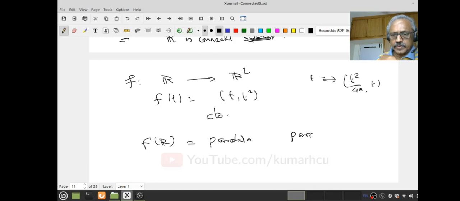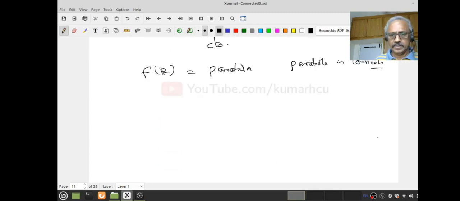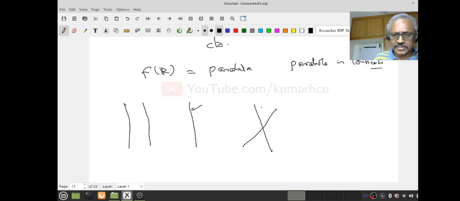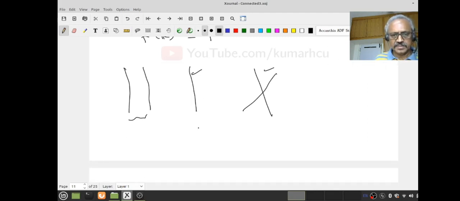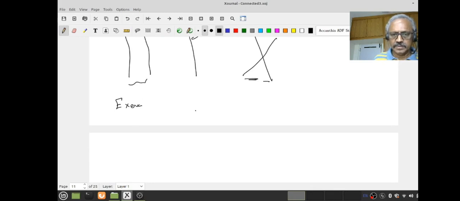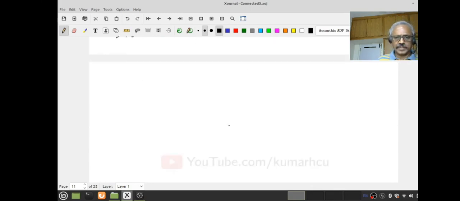Therefore, any parabola is connected. And there are two degenerate cases: non-coincident parallel lines, coincident parallel lines, or intersecting lines. We will show this is connected, this is connected, this is not connected. That this is connected is easy, because you only have to take R going to itself essentially. I will leave this as an exercise, and you will see these things again later. If you have any problem we will look at it.